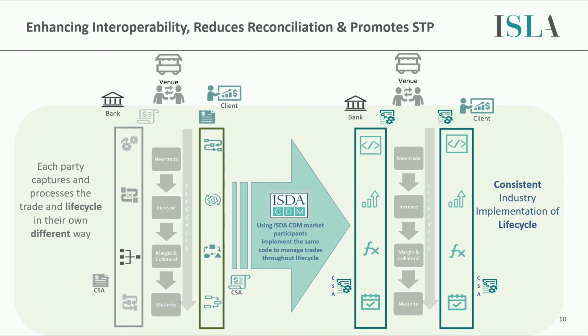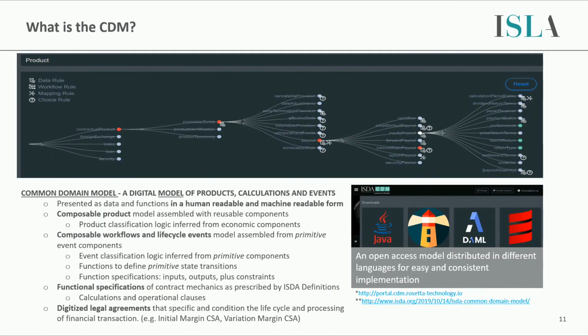With the CDM, hopefully we can provide code that can allow people to implement these life cycle events in a consistent manner, and also capture the trade and all the relevant trade data in a consistent manner. So you'll see the little box there for a CSA or any other legal agreement. That can all be standardized and stored in a consistent way.